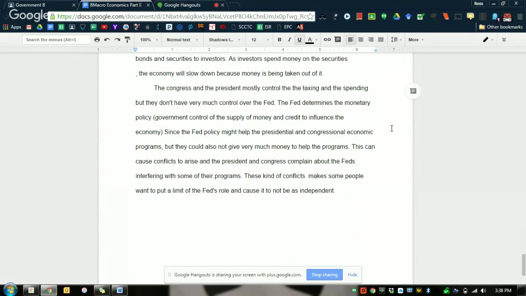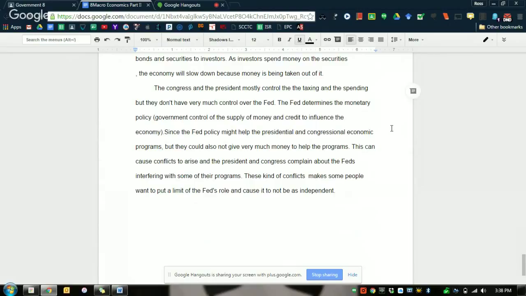Congress and the President mostly control the taxing and spending, which is the fiscal policy field, but they really don't have much control over the Fed. And the Fed determines that monetary policy, again, the supply of money and how much it costs to borrow it. And since the Fed policy might help the presidential and congressional economic programs, for example, Congress can decide to spend a bunch of money on a certain program that they think will help bring jobs and allow people to start small businesses.